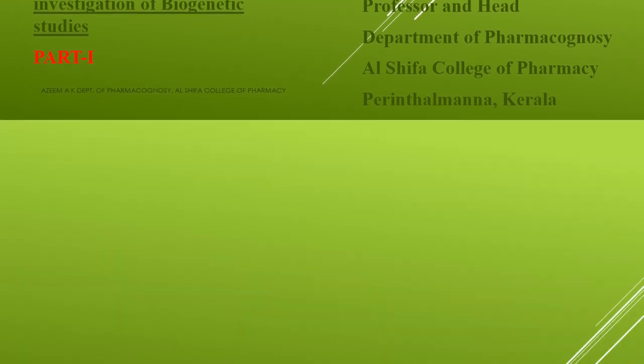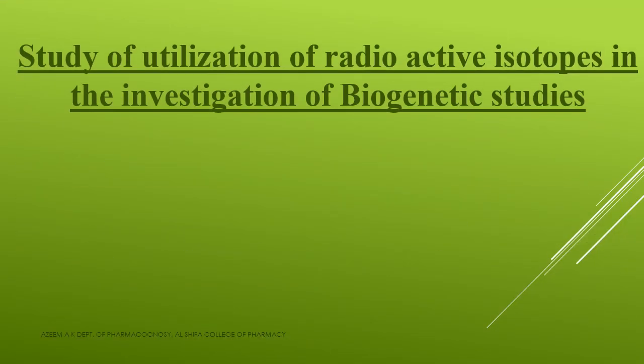Okay, so now we can enter into the chapter. So the topic is like this: study of utilization of radioactive isotopes. That is, study of utilization of radioactive isotopes in the investigation of biogenetic studies. Okay, and in your university exam, the question may be asked like this: explain about tracer techniques. Then what are the various methods involved in the investigation of biogenetic pathways? Then third thing is utilization of radioactive isotopes in the investigation of biogenetic studies.